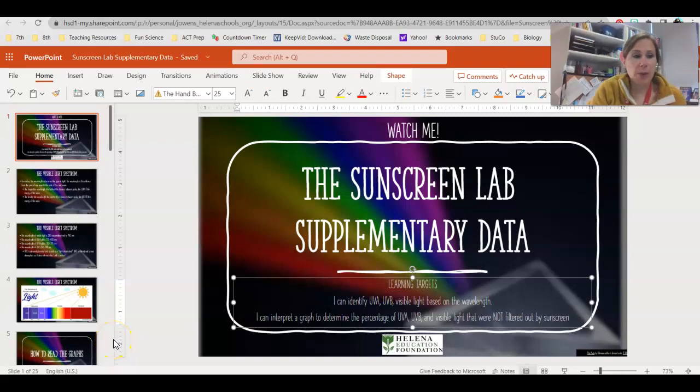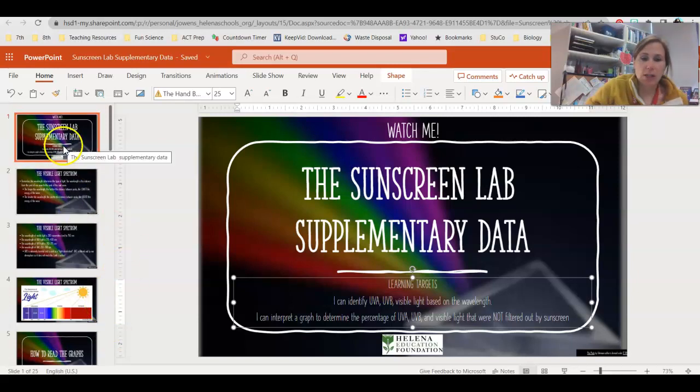Hey, 8th graders, I just wanted to go through this data that we got from Carroll College the other day so you understand how to read the graph. So when you're asked to incorporate some of this data into your sunscreen lab, as part of either your PSA or your commercial, you know how to read it properly and know how to take that data and use it.